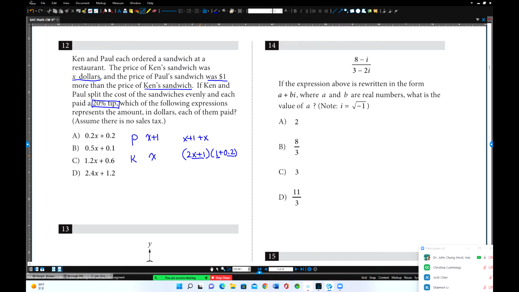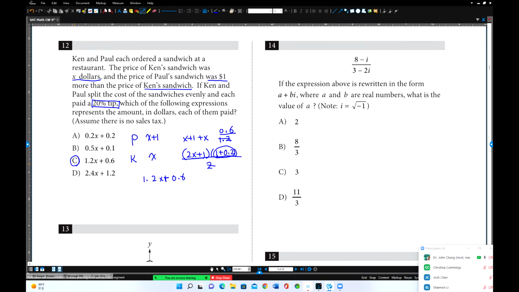That's the formula, right? You need to memorize this way. After that, you divide it evenly by 2. Okay? This is 1.2. When you divide by 2, that is 0.6. Now you multiply 0.6 to this parenthesis. 0.6 times 2x is 1.2x. 0.6 times 1 is 0.6. They all simplify the form. So we got the answer over here, C.